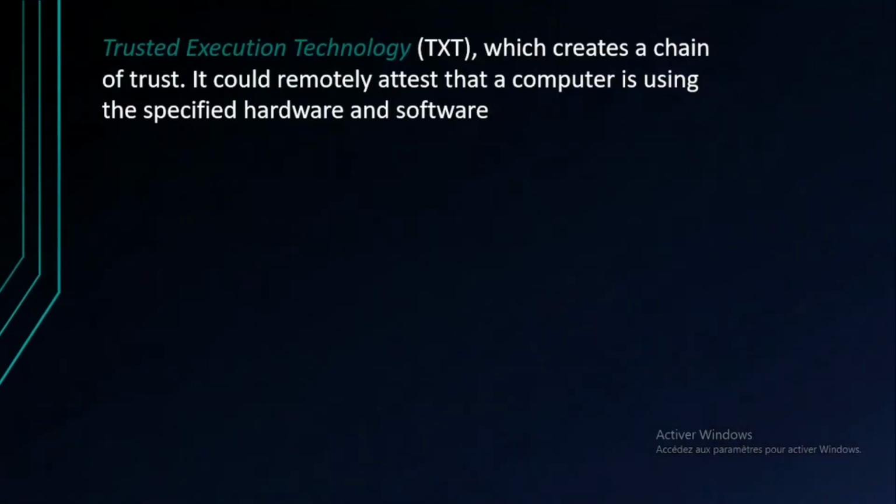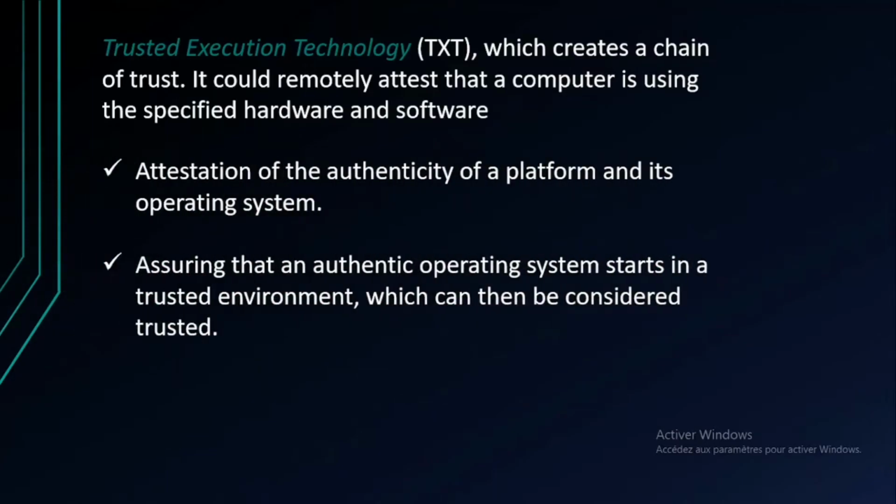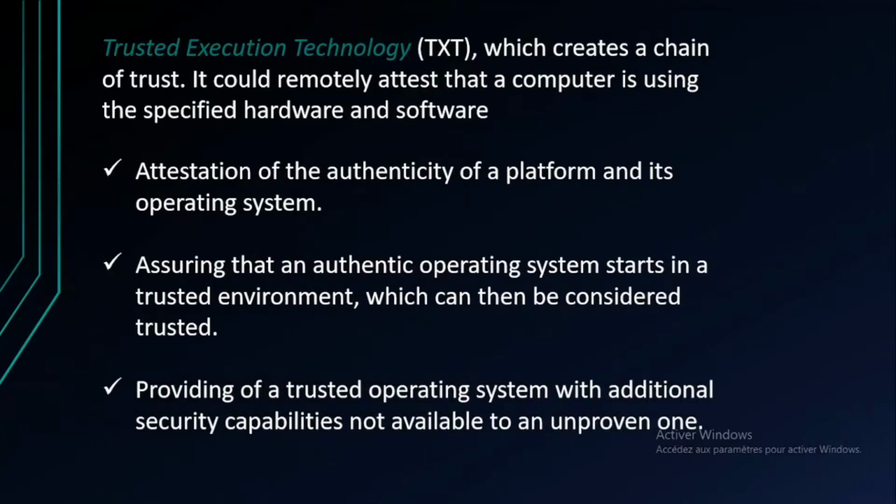Another example of the use of TPM is the Intel Trusted Execution Technology, which creates a chain of trust. It could remotely attest that a computer is using the specified hardware and software. Its main goals are attestation of the authenticity of a platform and its operating system, ensuring that an authentic operating system starts in a trusted environment, which can then be considered trusted, providing a trusted operating system with additional security capabilities not available to an unproven one.